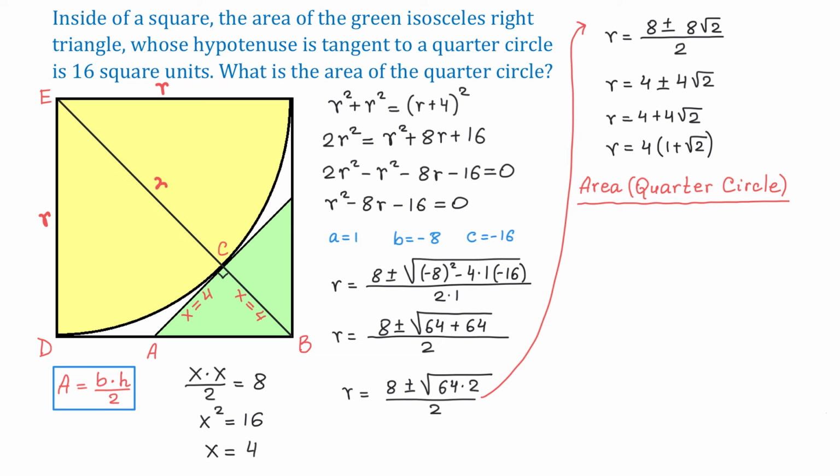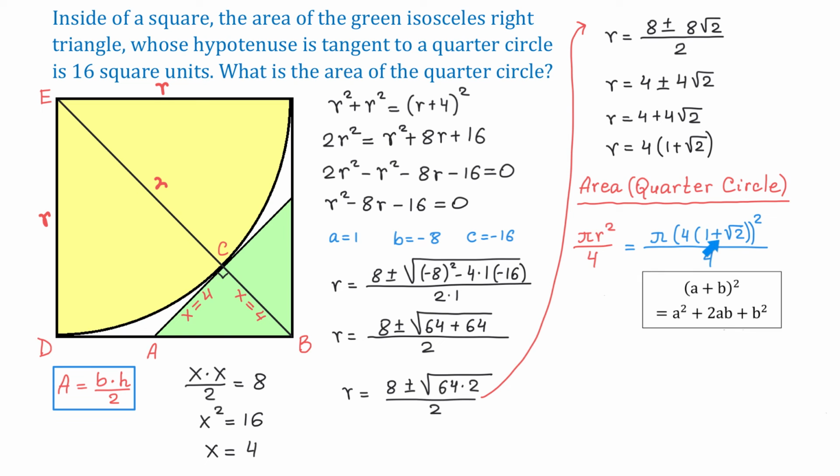And for this, we will take the formula for the area of a circle, pi r squared, and we will divide it by 4. Then, in this formula, we will replace r with 4 parentheses 1 plus square root of 2, all this raised to the second power and divided by 4. And to raise 1 plus square root of 2 to the second power, we will use this formula one more time. So we will have pi, then 4 squared is 16, so we will multiply pi by 16, and now we need to raise 1 plus square root of 2 to the second power.